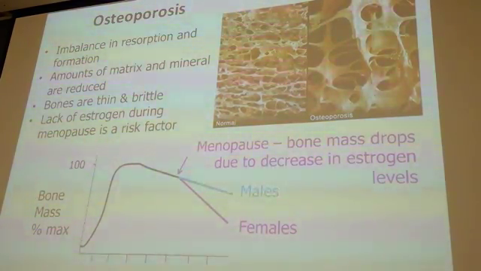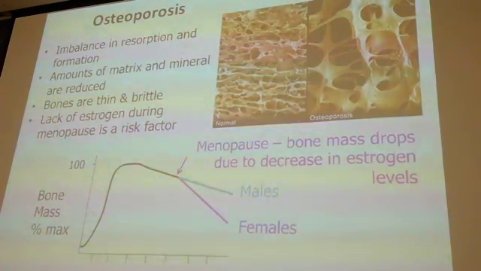And it appears that in females, estrogen regulates the expression of osteoprotegerin, which is an inhibitor of osteoclasts. So in women, when they lose that estrogen stimulation and the release of this osteoprotegerin, there's an increase in bone resorption.